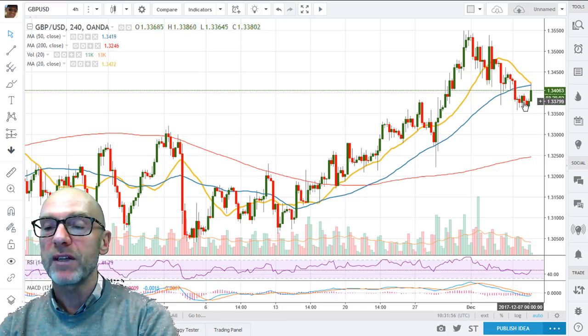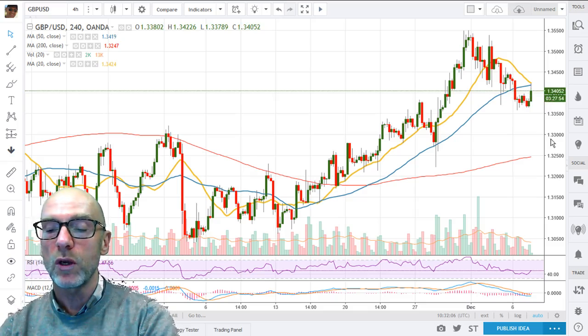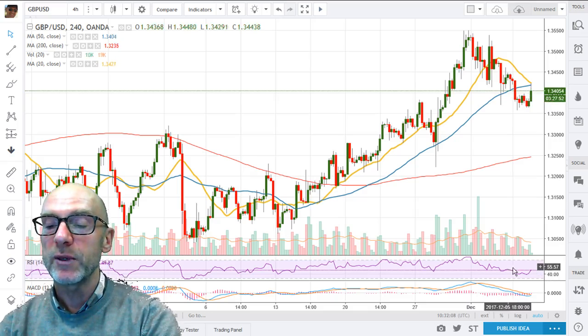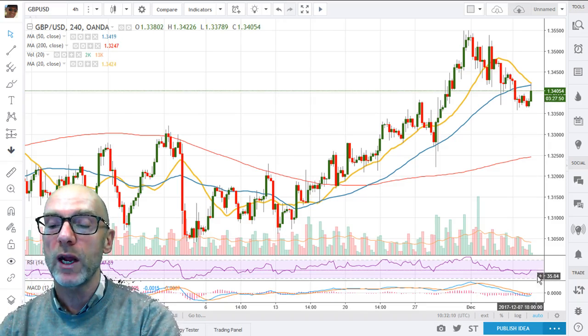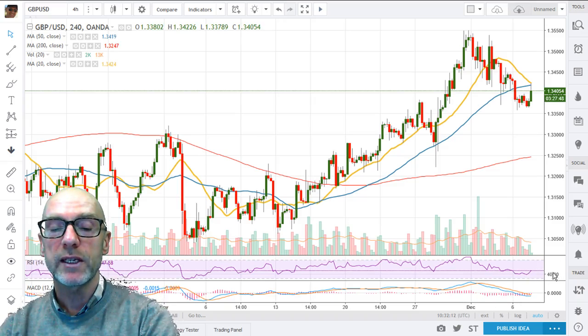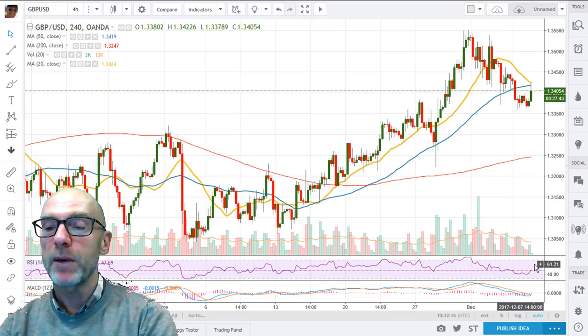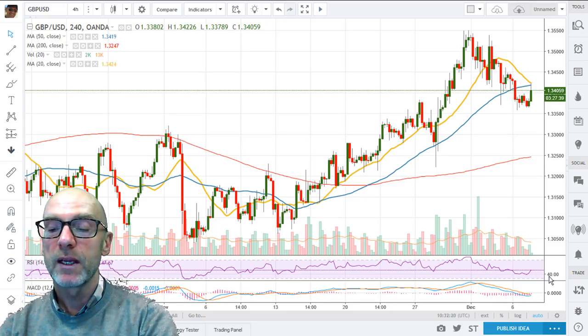Still could be a flag, but just slight concerns on this 4-hour that we are below those moving averages, and it would become a concern, especially if that 50 starts to roll over. You can see that there is negative momentum on this 4-hour. RSI is in a downtrend and down at 47.58. Really need to break back above 50 over today, which would break that downtrend.